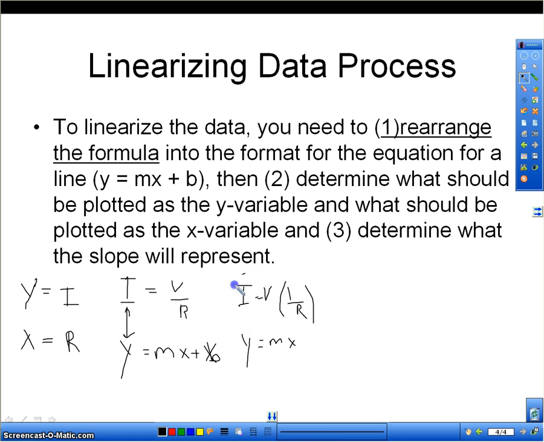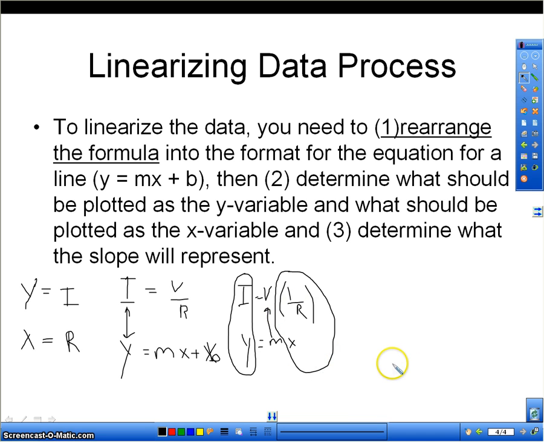Now if I compare them, I can see that the y is going to be my current, and on my x-axis I can plot 1 over r. So I'm varying the r itself, I'm plotting 1 over r, and my slope, if I do that, should be the voltage. So that's how we're going to end up linearizing data.